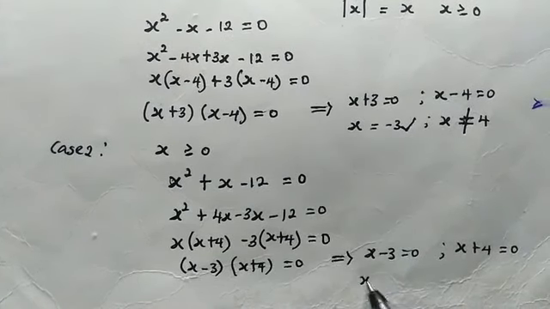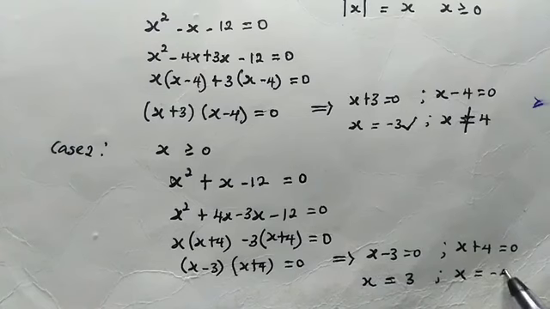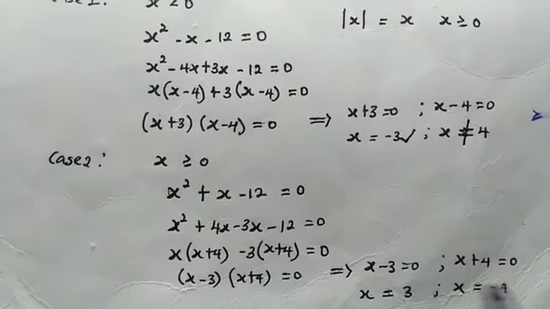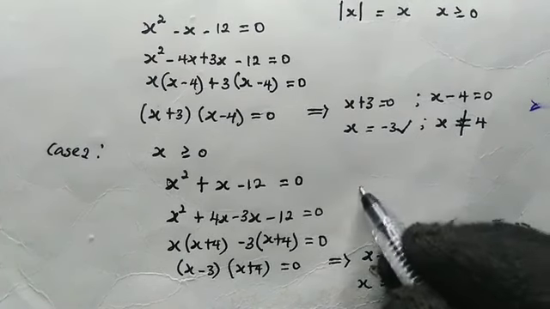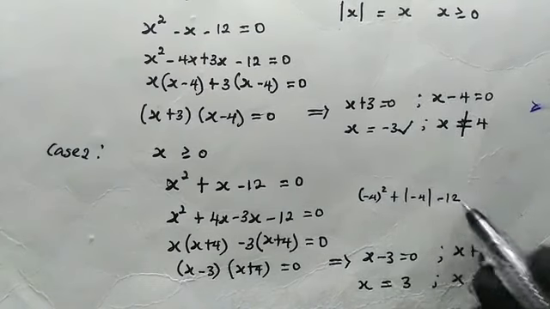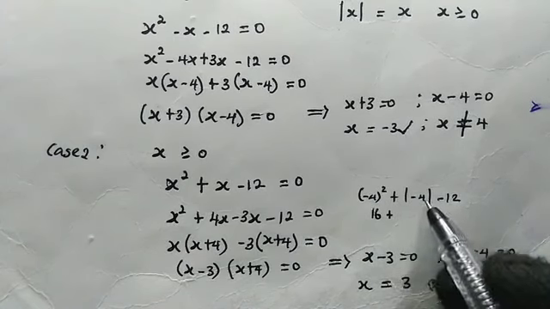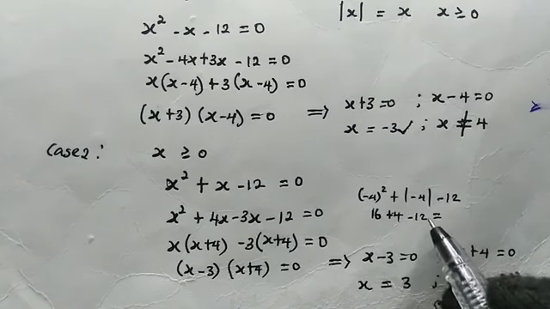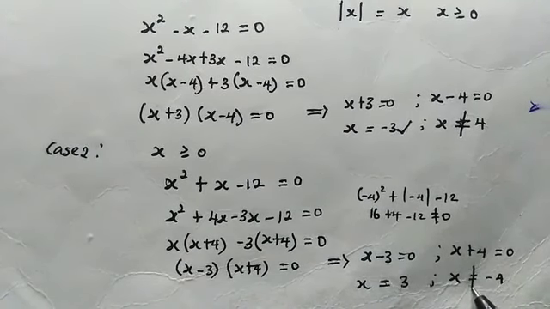From here, we find the following solutions again: x is equal to 3, and x is equal to negative 4. Again, when you substitute x equals negative 4 in the original equation, we will have negative 4 squared plus the absolute value of negative 4 minus 12. Negative 4 squared is 16, plus the absolute value of negative 4 is 4, minus 12. If you check this, this is 20 minus 12, and this is not equal to 0. Therefore, x is not equal to negative 4.